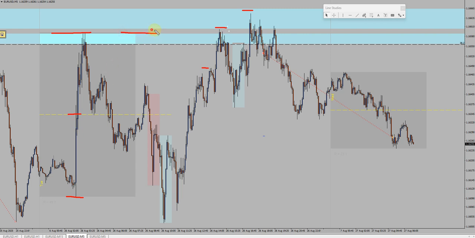That sets the range for the rest of the day. So the Asia range, high, low, and midpoint set high probability areas for the rest of the day, okay? Now, so this is Tuesday and this is Wednesday, okay?